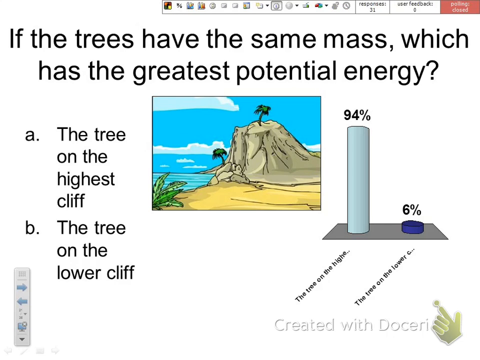94% of you said A, good. Why is A the correct answer, Kylie? Because it's at a higher distance. All right, let's look at the next one.